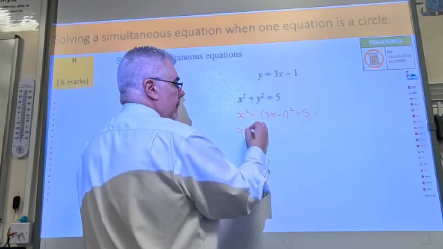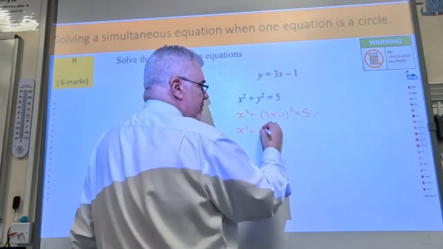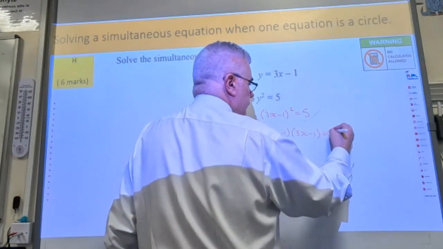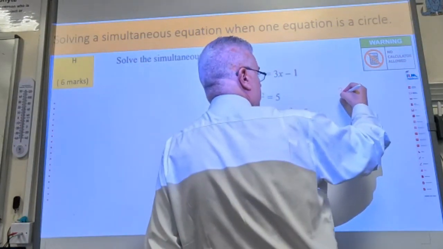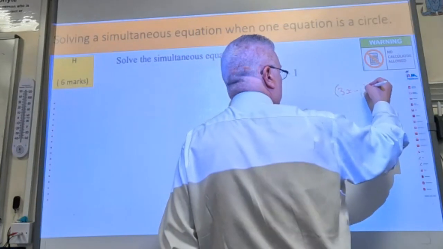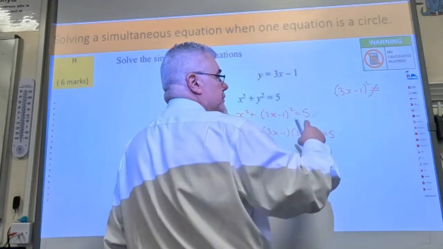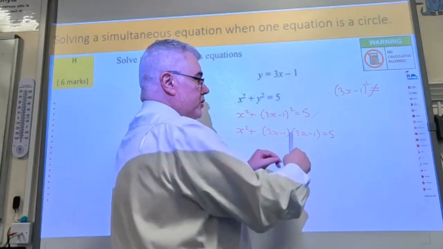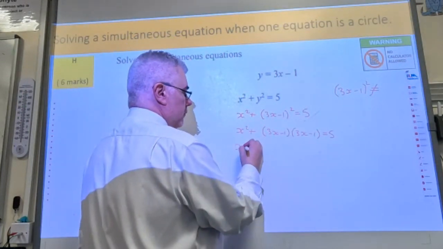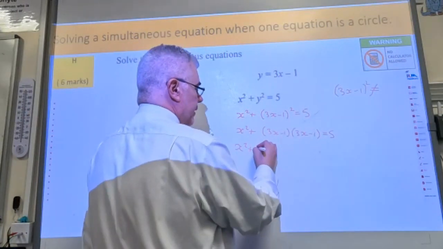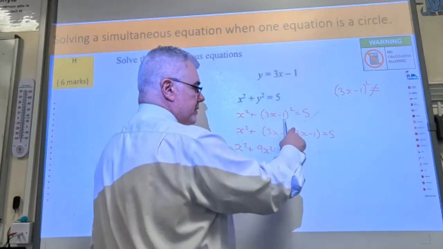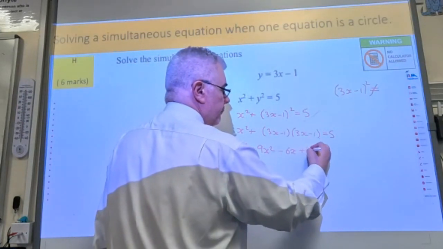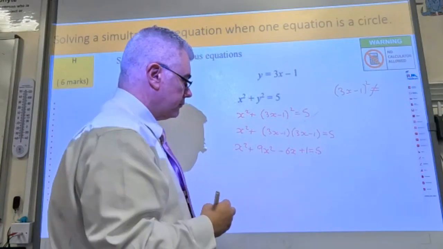I've got x squared plus. When I expand this, remember 3x minus 1 squared is this. It is not equal to this squared and this squared. We need to multiply the two brackets together. I get 9x squared minus 3x minus 3x minus 6x minus 1 times minus 1 is plus 1 equals 5.